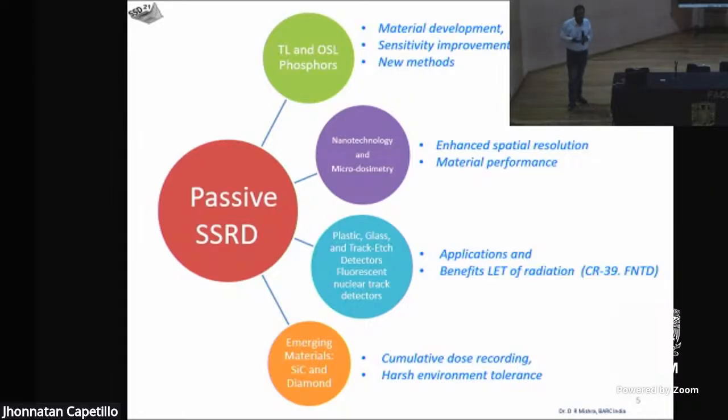We want less and less dose rate dependence. And now, considering space dosimetry applications, we want LET dependence characteristics, which will be distinguished. So, lot of new developments taking place in TL and OSL phosphor arena. Then, with the nanotechnologies, we talk about band gaps.